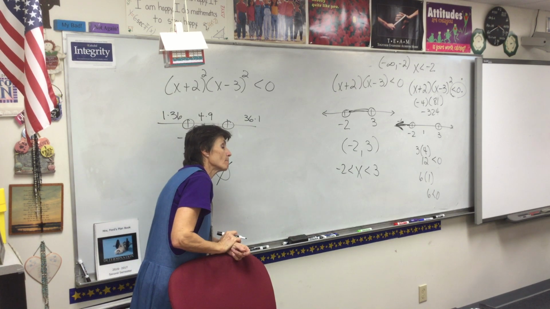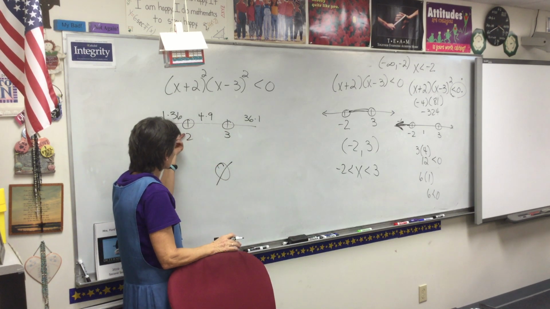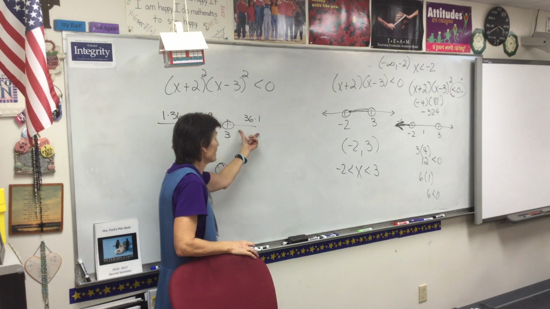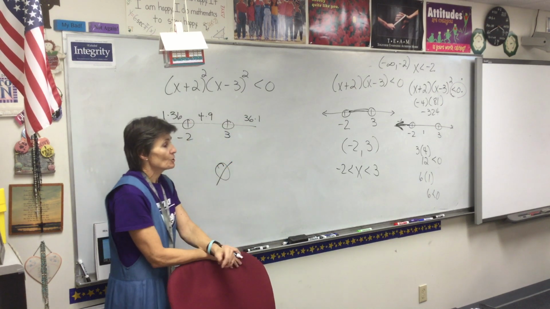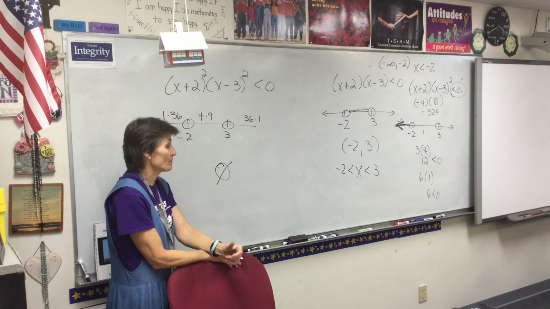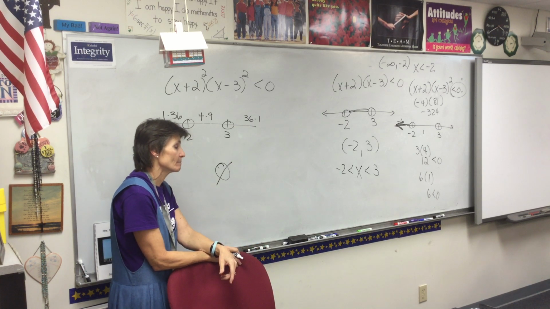Why did you do it 3 times? Because there's 3 sections on the number line. You have to check every section. If there were more dots, I'd have more sections.